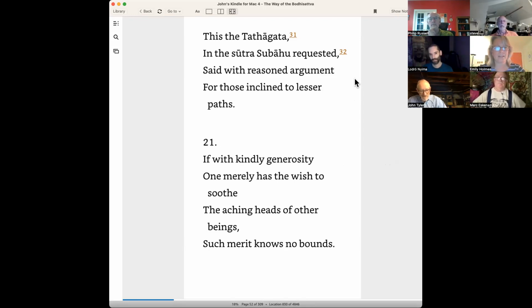The Tathagata in the Sutra Subahu requested, said with reasoned argument for those inclined to lesser paths.